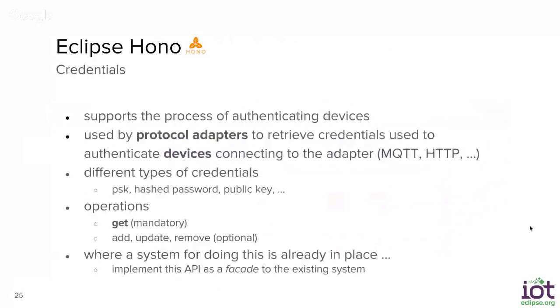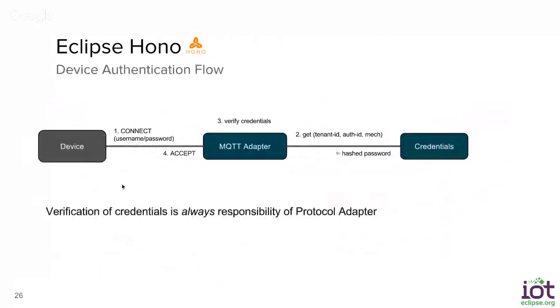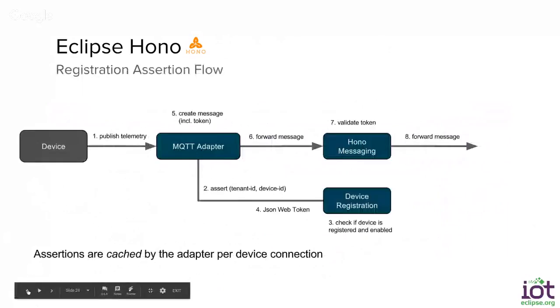These assertions are usually cached by the adapters, by the MQTT adapter, for example. It is attached to the MQTT connection that we have with the client, so that not for each and every message we need to create this assertion again, but we only need to recreate it once the JSON Web Token has expired. So it usually has a lifetime of several minutes.